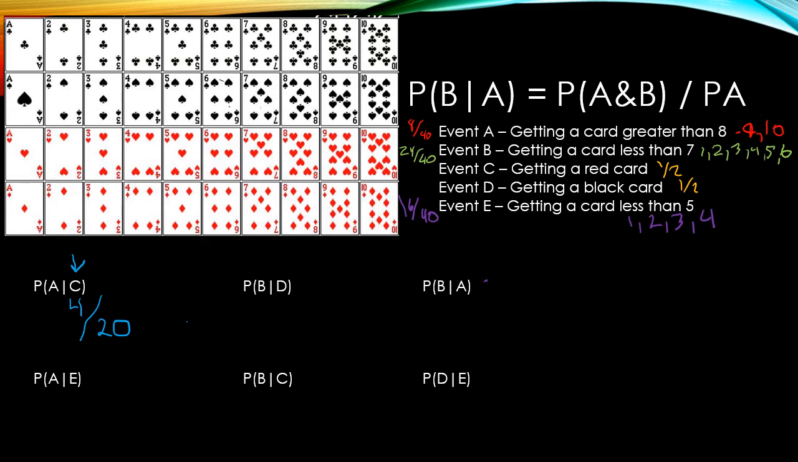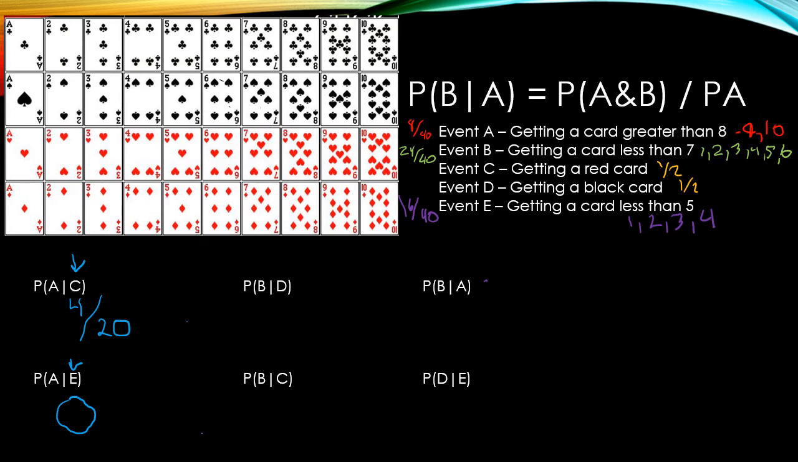Now let's look at probability of A given E. The given is getting a card less than 5. Okay, so I know that I'm looking at 1, 2, 3, 4. Perfect. So event A is getting a card greater than 8. Well, that's not something that can happen. So our probability is 0, because 0 out of our cards less than 5 are also greater than 8.